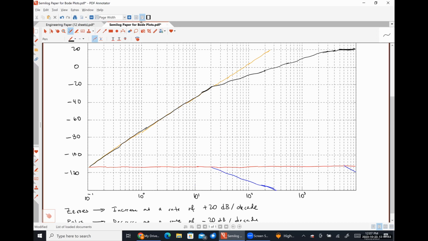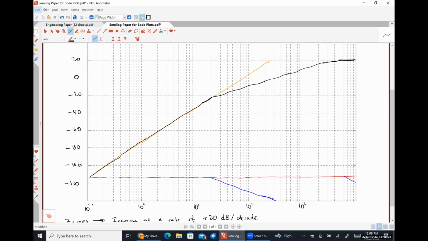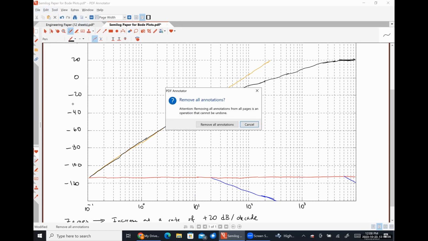Yes, Daniel. The frequency response of our system, right? So this is looking like a high pass filter, right? So as we increase in frequency, our output signal gets larger and larger and larger. If we had, let me do another paper here, right? So let's see, edit, remove annotations.